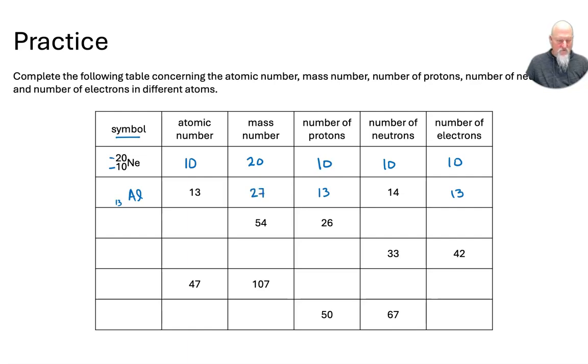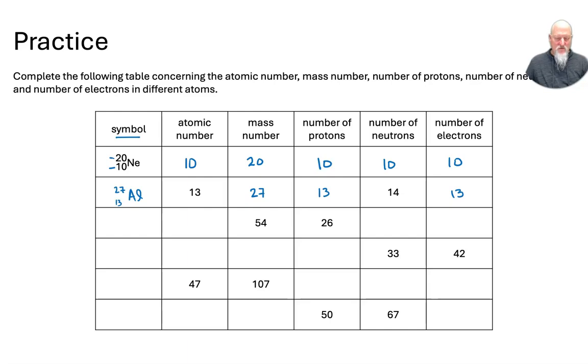So remember to also write that in your symbol. Okay, so this aluminum atom has a mass number 27. That means it's got 13 protons, 14 neutrons, and then 13 electrons.